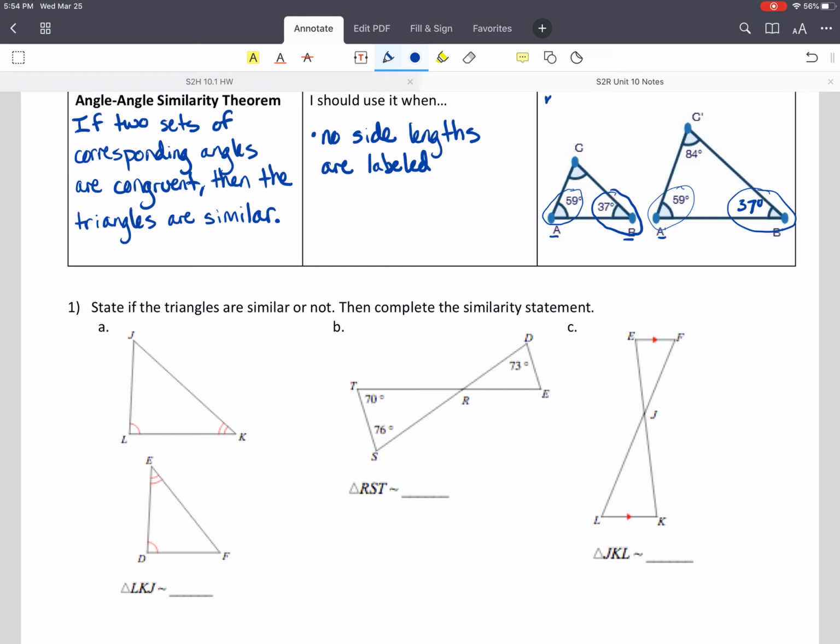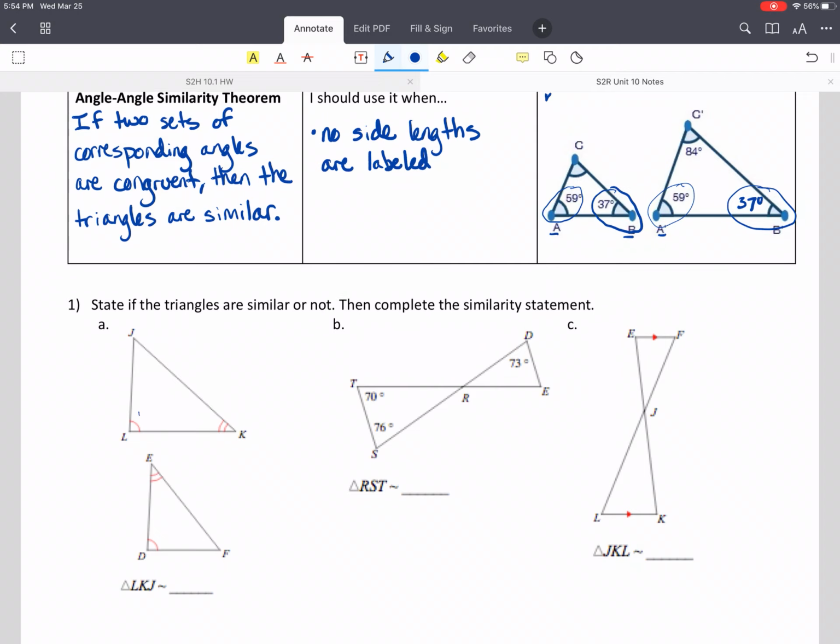So let's take a look at example A. Remember, these markings mean that those are congruent. And so K and E are also congruent. So two angles, that's all I need. And so, yes, we can say that these triangles are similar. So I'm going to fill out the statement by first drawing the triangle symbol, because we've got to represent a triangle. LKJ. Well, L went with D, so I'm going to write D. And then K went with E. So D, E, and then looks like J goes with F. And all I'm going to do is say by angle similarity.